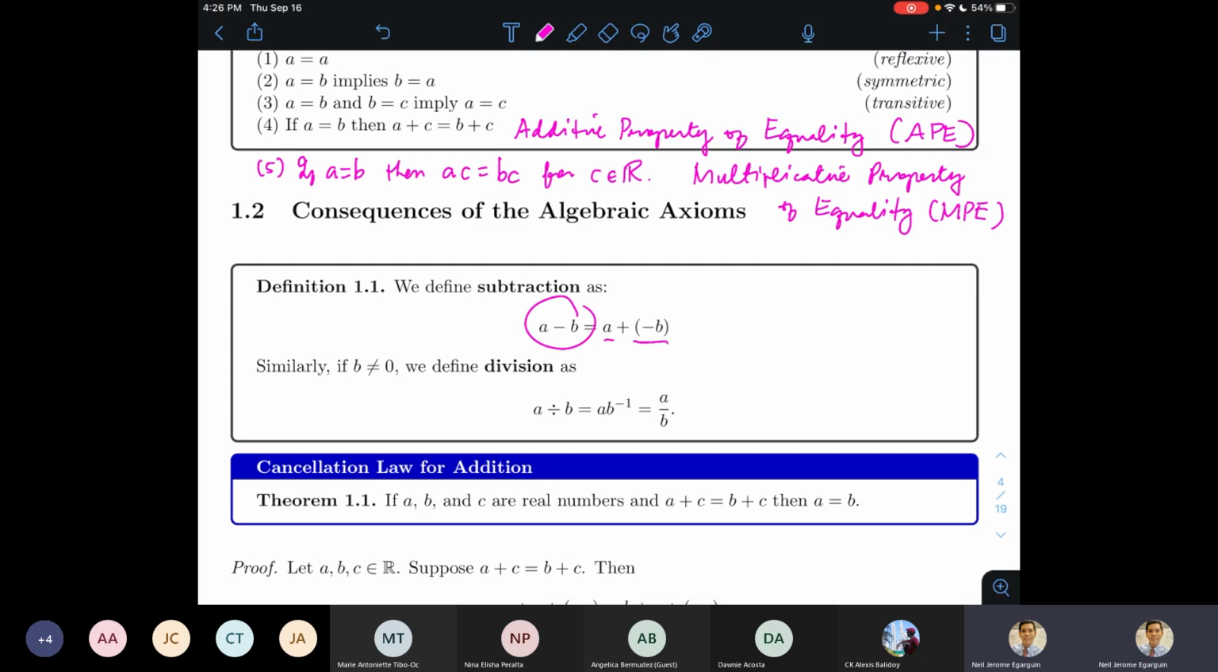And similarly, if we have a real number B not equal to 0, we can define division as the multiplication by the inverse of B, okay? So this is well defined because B is assumed to be a non-zero number. And so it will have a multiplicative inverse denoted by B to the negative 1. And we multiply it to A, we can write it as A divided by B. And another notation for it is the fractional notation A over B. Okay?